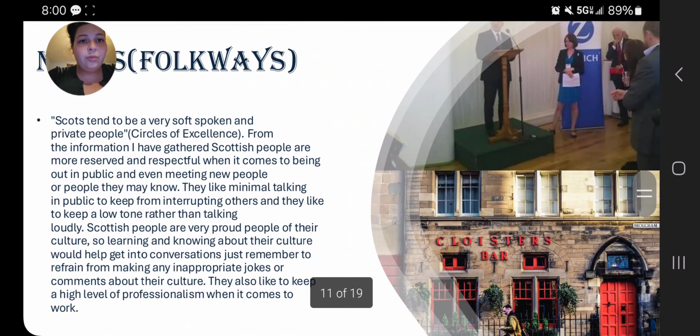So, norms and folkways. Scots tend to be very soft-spoken and private people. From the information I've gathered, Scottish people are more reserved and respectful when it comes to being out in public and meeting new people, or people they may know. They like minimal talking in public to keep from interrupting others, and they like to keep a low tone rather than talking loudly. Scottish people are very proud of their culture, so learning and knowing about their culture would help get into the conversation. Just remember to refrain from making any inappropriate jokes or comments about their culture. They also like to keep a high level of professionalism when it comes to work.